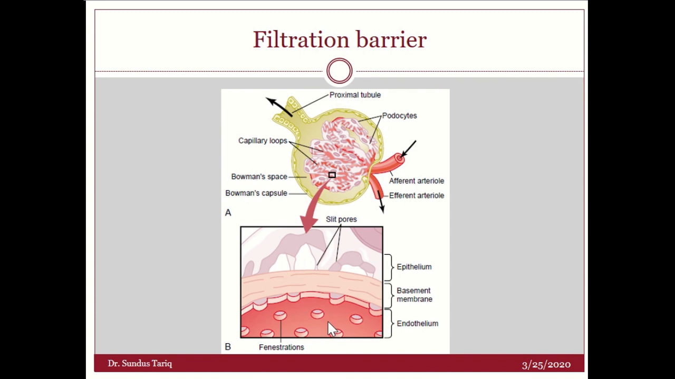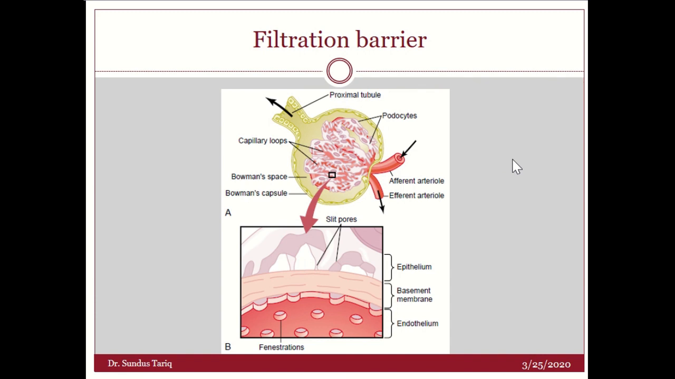So whatever fluid is being filtered from the capillaries into the Bowman's space has to pass through the filtration barrier. What is the importance of this filtration barrier? The filtration barrier is important because it allows only selective substances to be filtered through the arterioles into the Bowman's space, and it does not allow larger particles like proteins to be filtered. So proteins remain inside the blood and are not filtered into the Bowman's capsule.